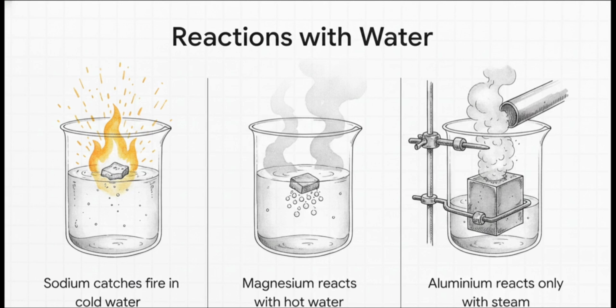Magnesium, however, is a bit more chill. It won't react with cold water, but it will react with hot water. And here's a great memory trick for you. Magnesium floats because the hydrogen gas bubbles produced actually stick to the metal's surface. It's like they're wearing tiny life jackets. Meanwhile, tough metals like iron and aluminum won't even look at liquid water. They strictly require high-energy steam to react at all, and they form metal oxides instead of hydroxides.